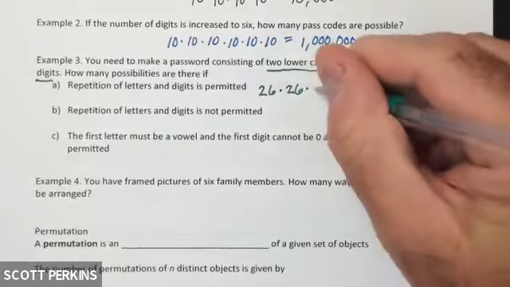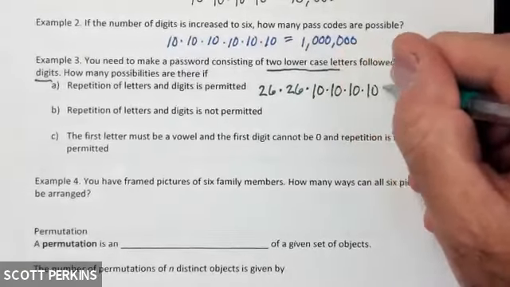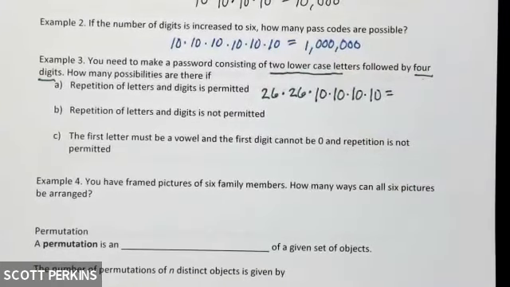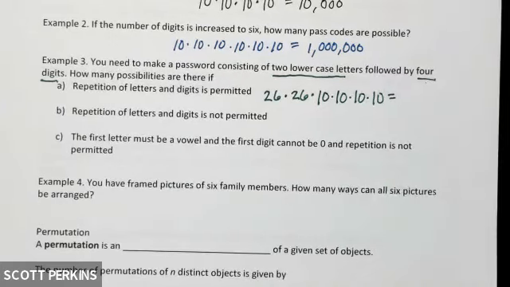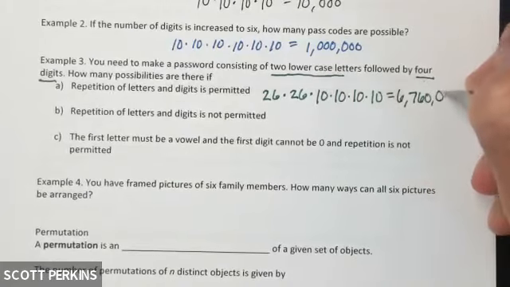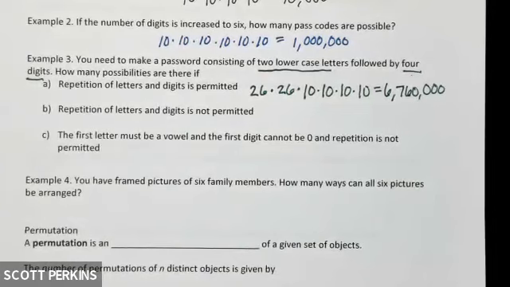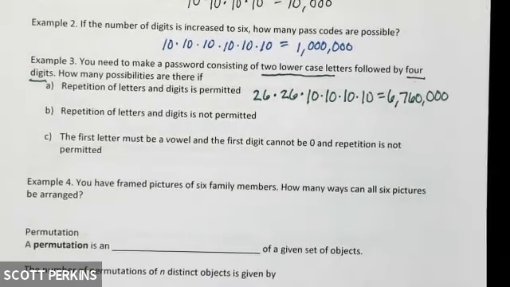4 digits. So you already told me there's 10 digits: digit 1, digit 2, digit 3, digit 4. And so when I do 26 times 26, and then times those 4 tens, which turned out to be 10,000, that is 6,760,000 different options, which sounds like a lot, but unfortunately, computers can think so fast that it would not take a computer a long time.